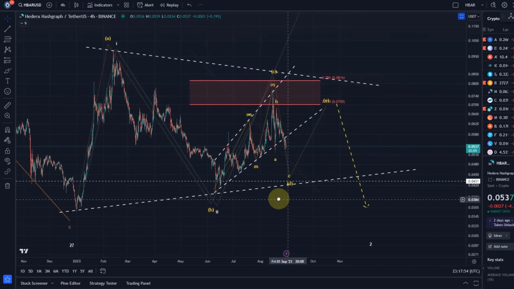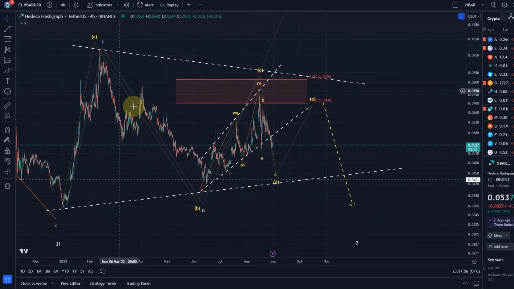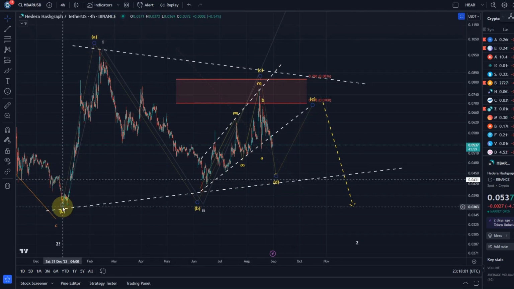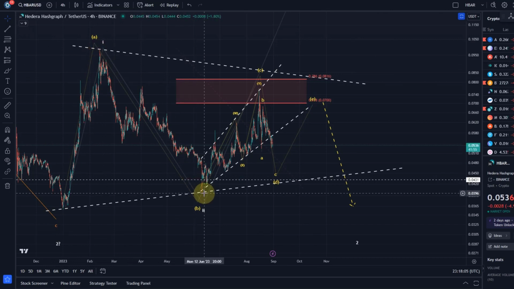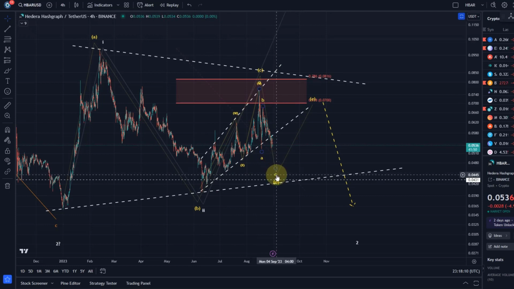We talked about that it is likely forming a triangle pattern here, highlighted in yellow. A wave of the December lows, A wave to the upside, B wave to the downside, C wave to the upside, D wave to the downside, E wave to the upside, possibly still to come.